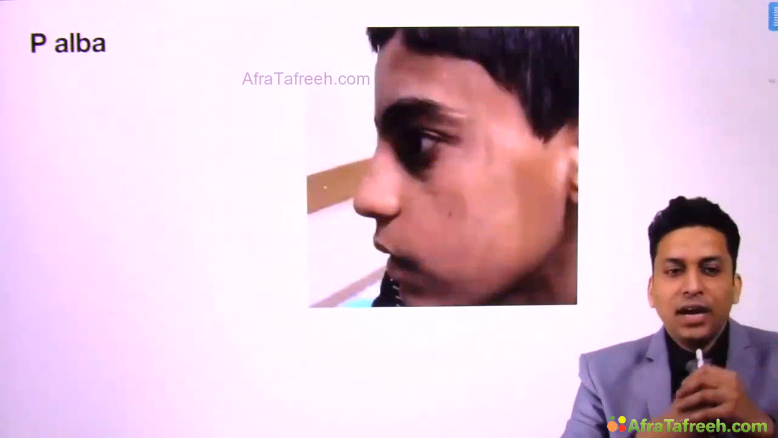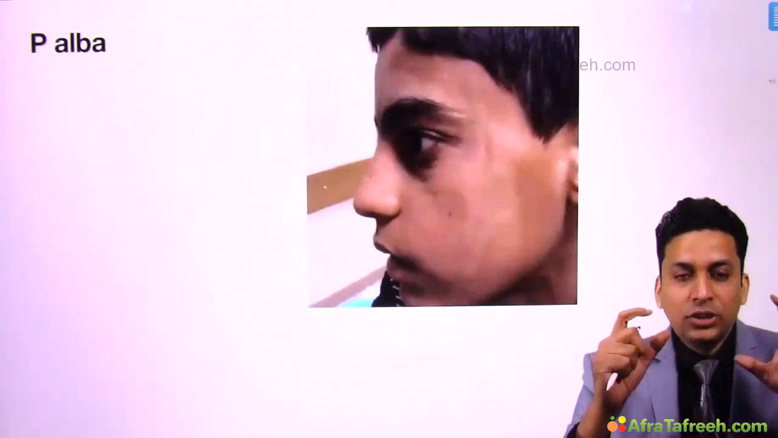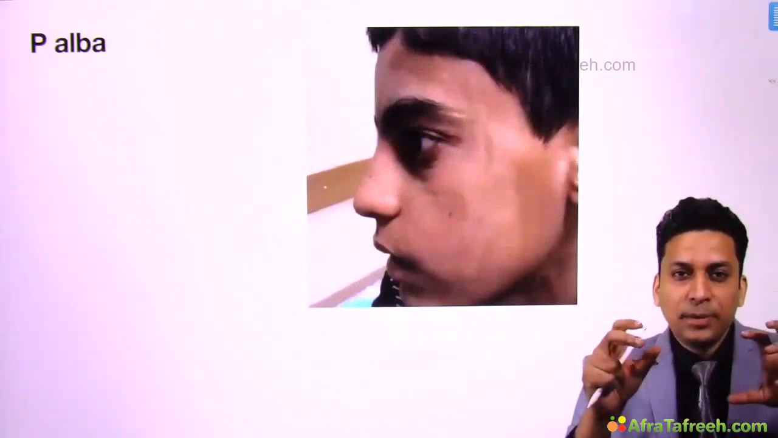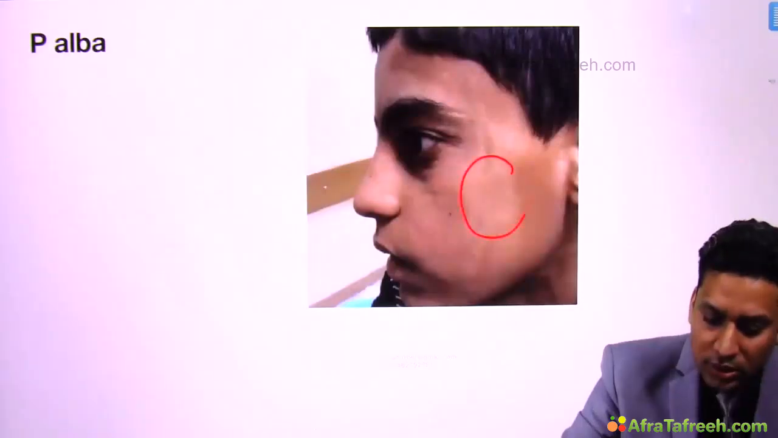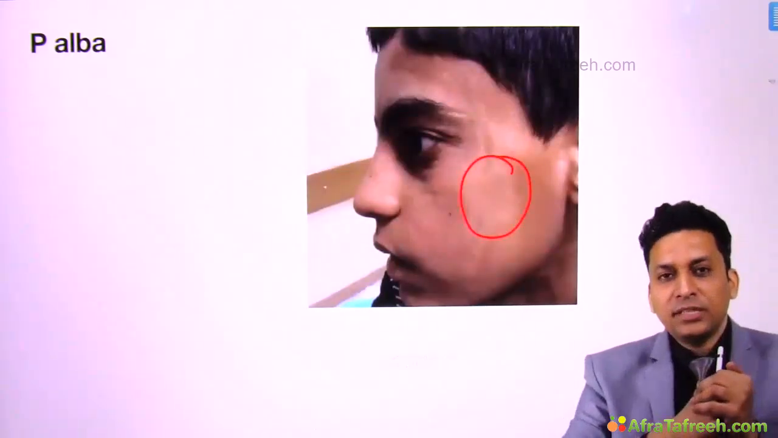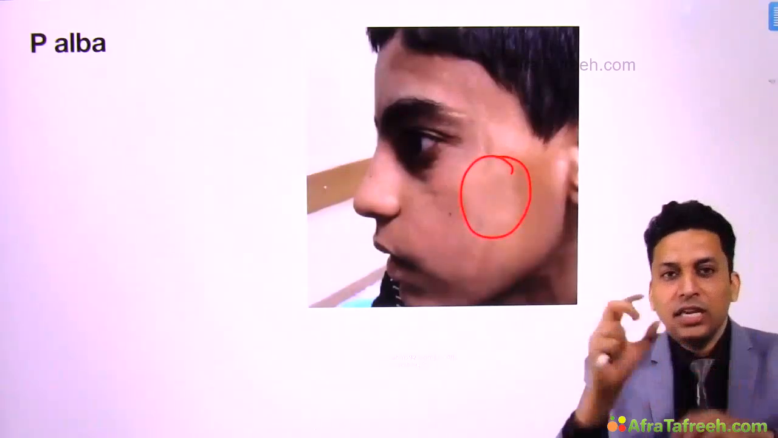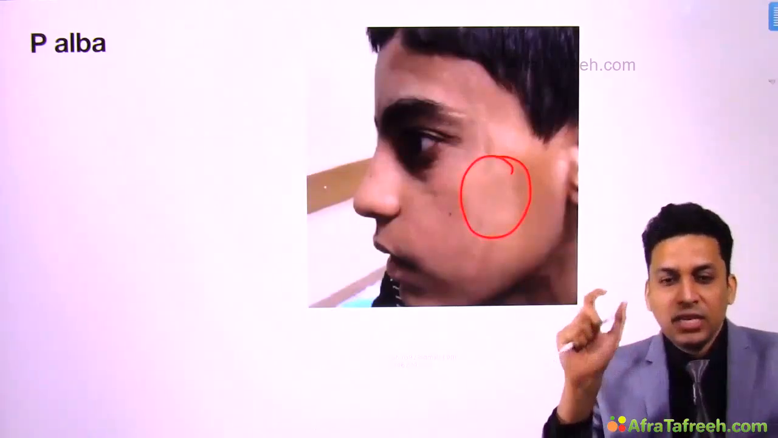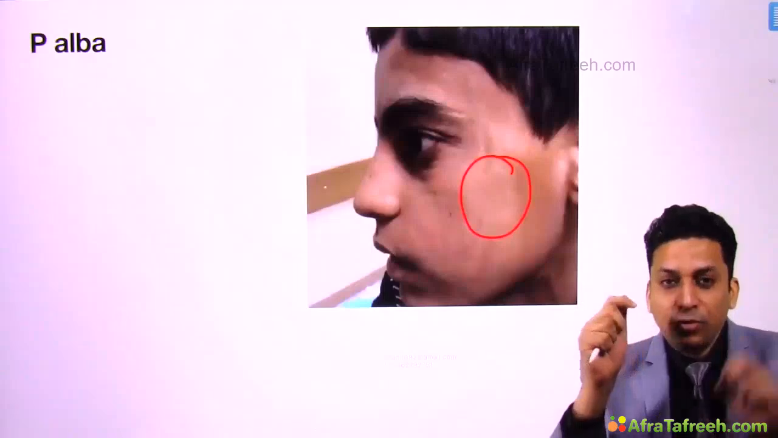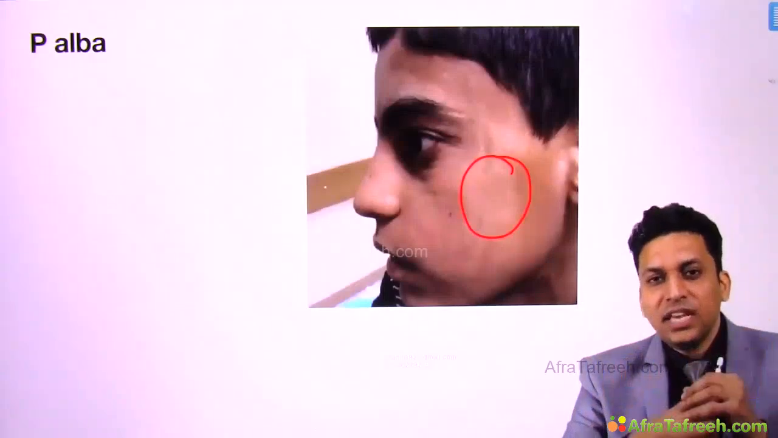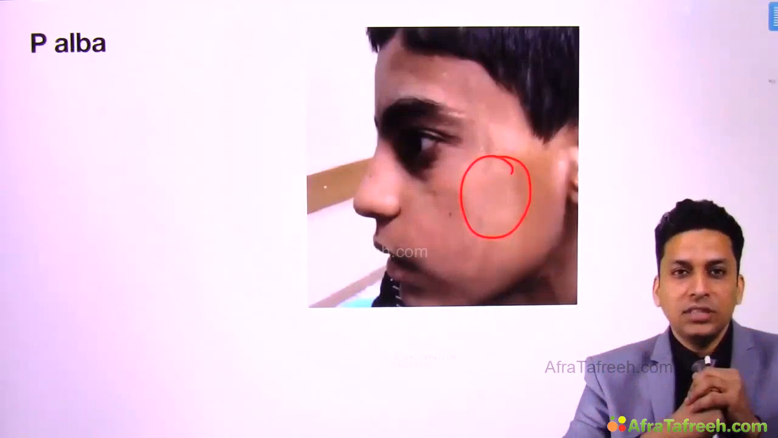Then pityriasis alba. I told you that in pityriasis alba, generally a single hypopigmented lesion is present, as you can see here. There might be multiple lesions also, but generally in a child, this hypopigmented lesion is present over the face. If you closely examine with a hand lens, you will find scaling over them. So these are scaly lesions.